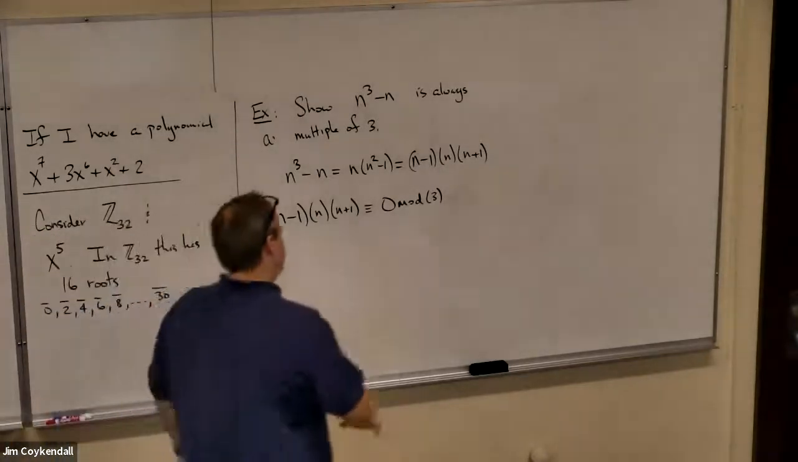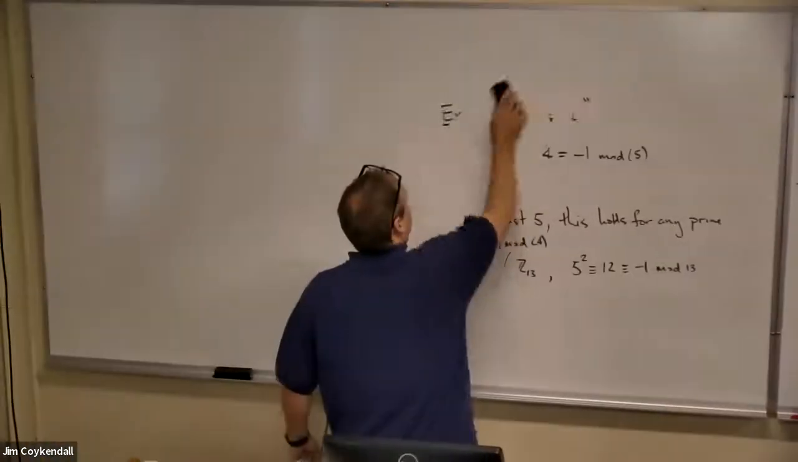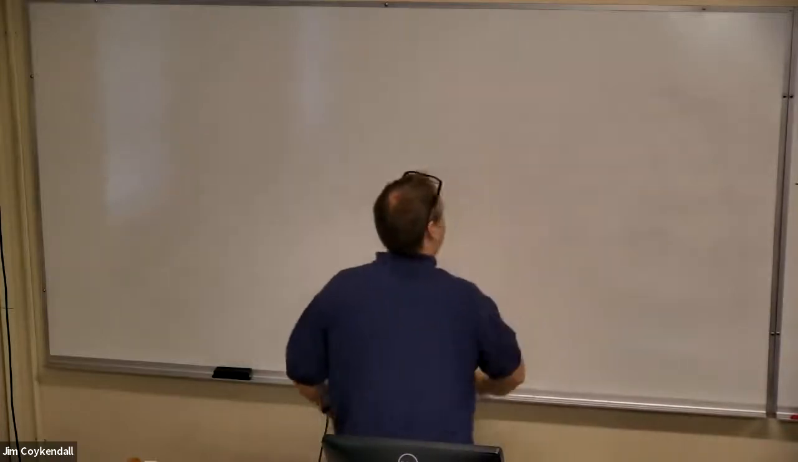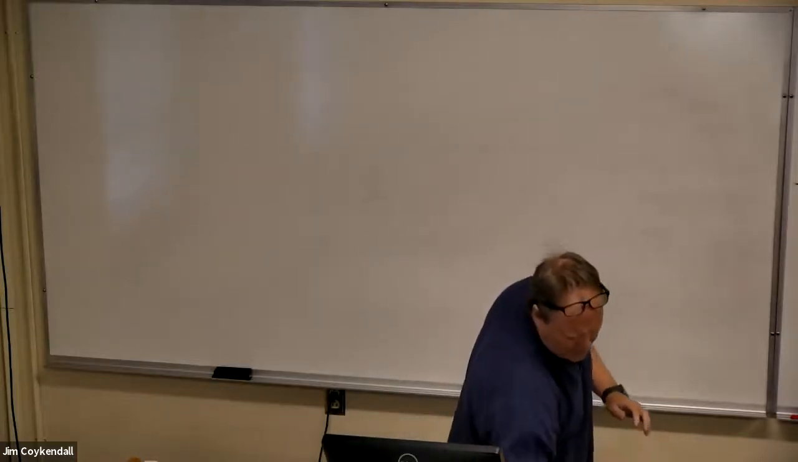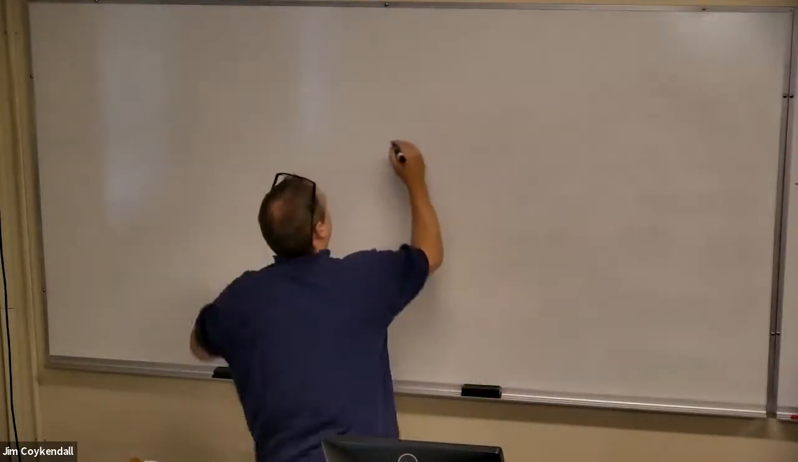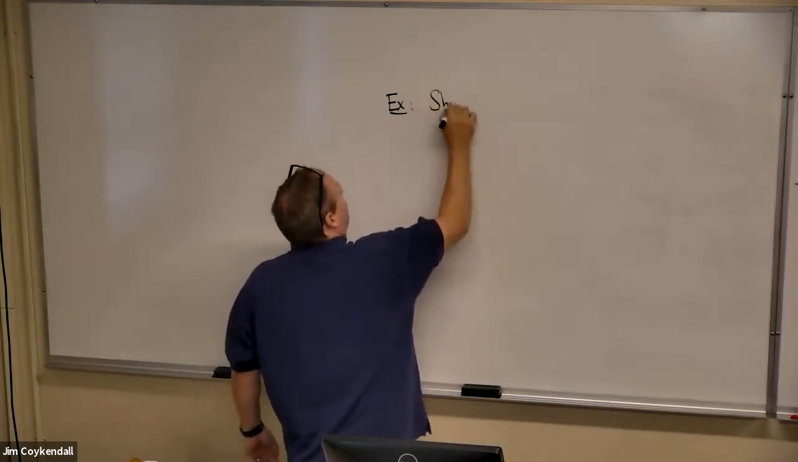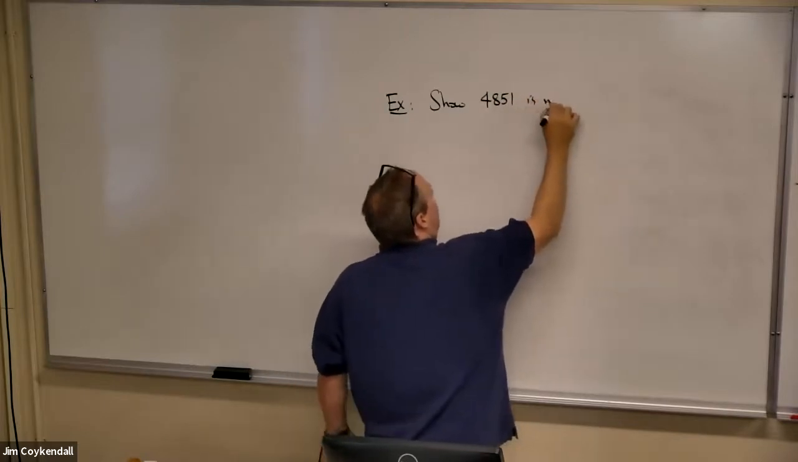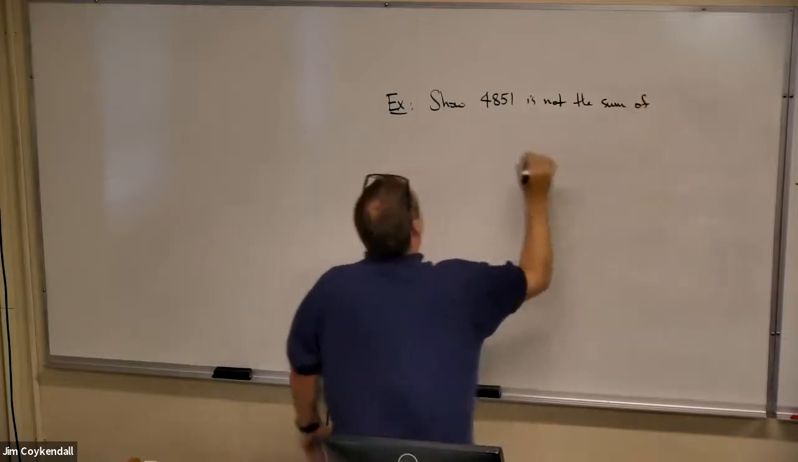Here's another one. And this one shows one of the most powerful mods there is, and that's 4. Example: show 4851 is not the sum of 2 squares.